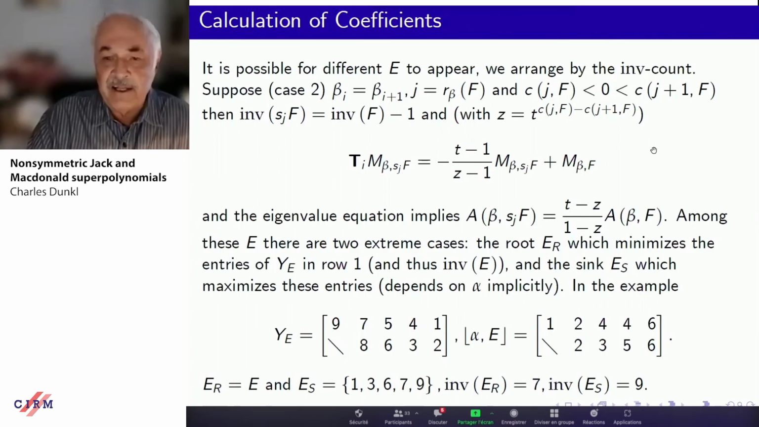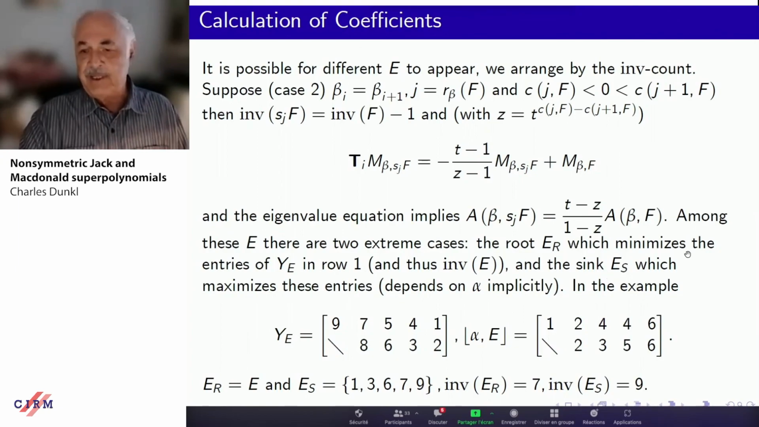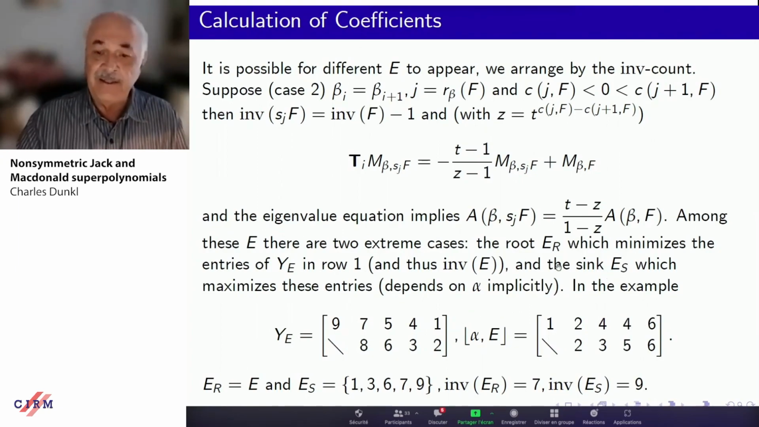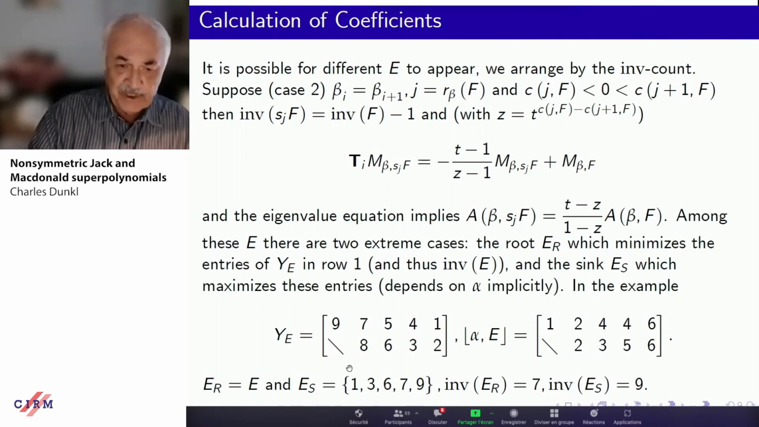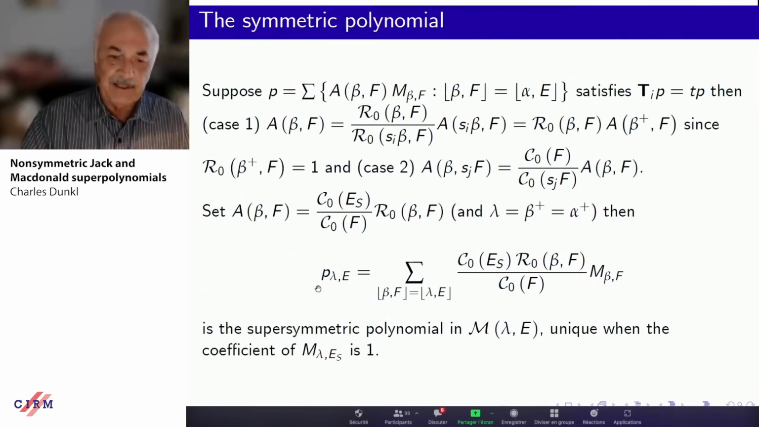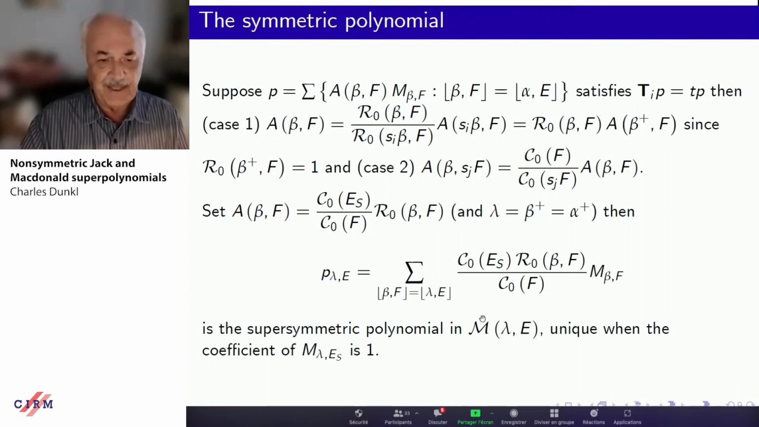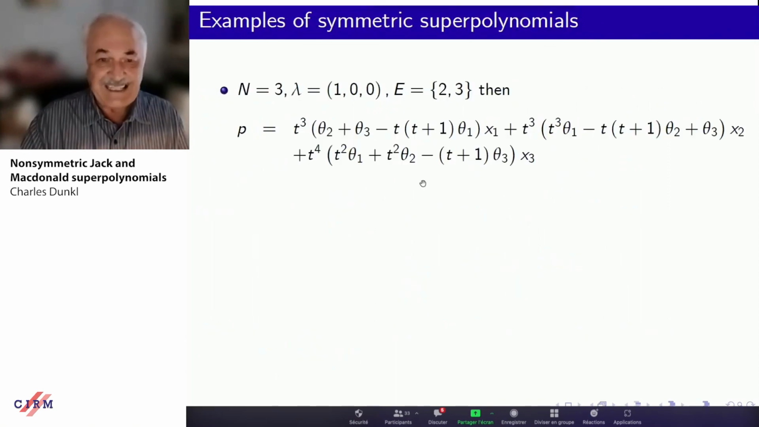There could be different sets as well. So there are two different sets. E_R, the root, minimizes the entries in the first row and the sink maximizes them. So for our previous example, the original one is the root and this is the sink. And so once again, more formulas. Let's move straight forward. This is the result. So that C0 product involves contents, the R0 involves the eigenvalues. This is unique with normalizing the coefficient of m lambda E_S.